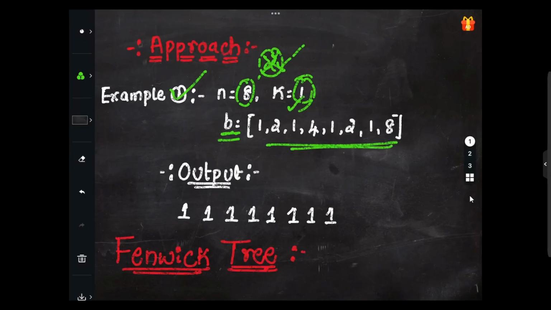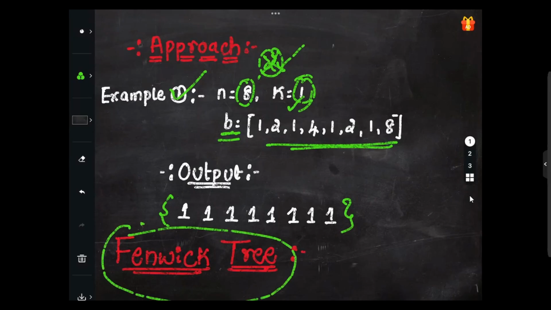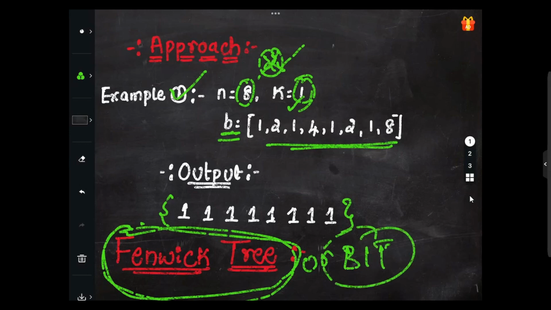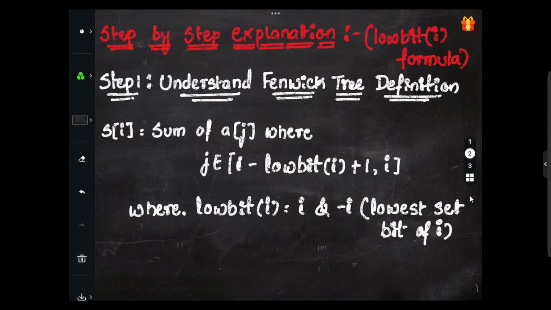So this is fine. The output that we need to get here is triple one, triple one and double one, nothing but 8 times 1, right? So we will be going with a Fenwick tree. Just keep this in mind. We'll be going with the Fenwick tree or the binary index tree, also known as BIT. So let's move on with the further things.